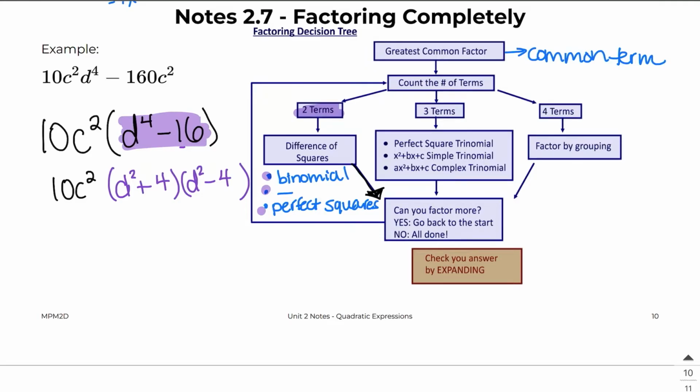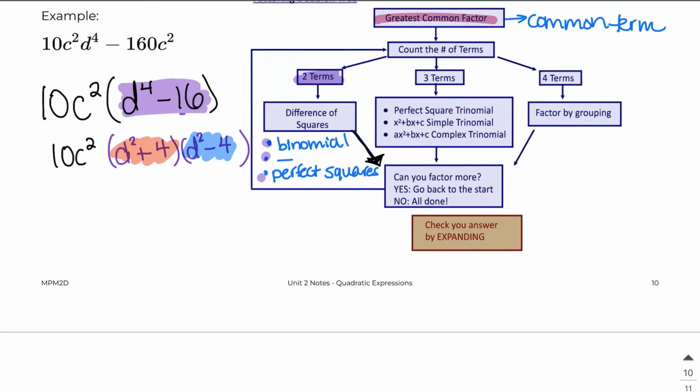So let's go back to the start to see if I can actually do any more with what we have here. So I'm going to take a look at each one of my expressions here. So that way you know what I'm talking about. So first question, is there a greatest common factor? In the orange expression here, there's nothing in common with the d squared and the 4. And same thing is true for the blue expression here. And to be honest, if you factor out the GCF correctly at first, you will never have a GCF in either of these terms here.